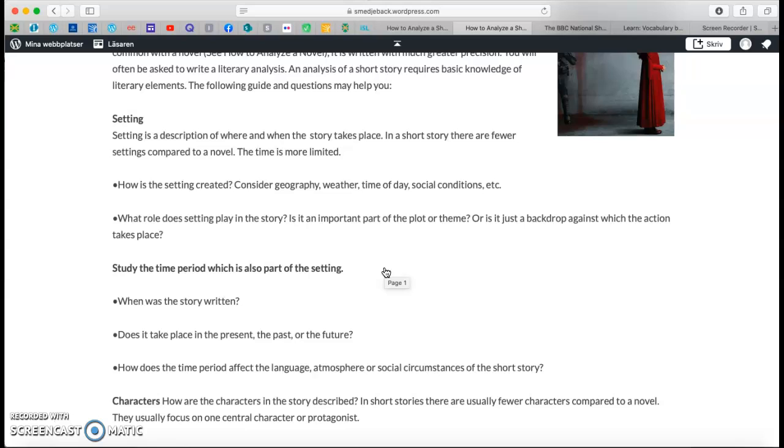For example, what kind of clothes do they wear? Are there any modern technology? What language do they speak? What do they look like? So try to consider different things like that.